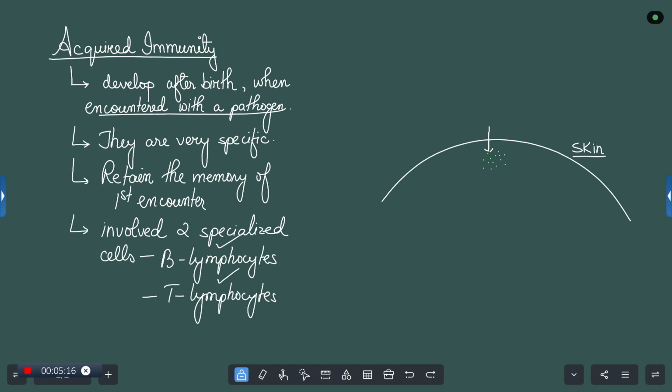Just remember, the second line of defense also belongs to innate immunity. The second line of defense is the cellular barrier and cytokine barrier. Some of the cells that I mentioned are neutrophils, polymorphonuclear leukocytes, macrophages, monocytes, and one more, natural killer cells.